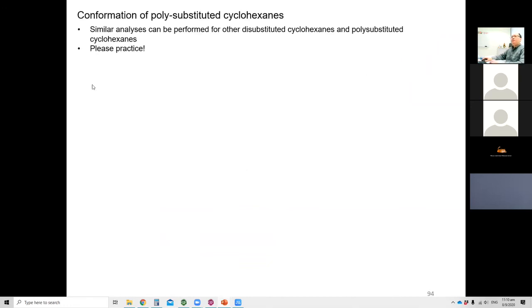All right. So a similar analysis can be performed for other disubstituted cyclohexanes and polysubstituted cyclohexanes. But you really need to practice on them by yourselves. For example, you can go back home and see whether you can draw all the chair conformations of these four, and see what kinds of strain you can identify in these structures. Although you don't have data for these energy costs yet, try to identify the strains in these structures.